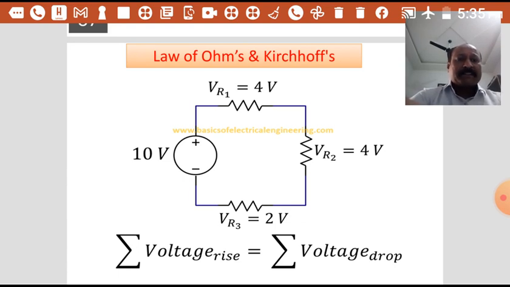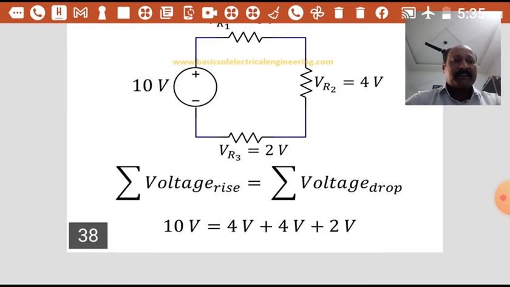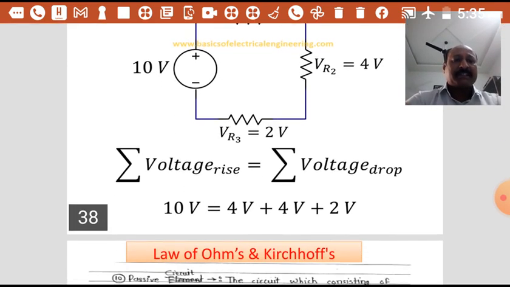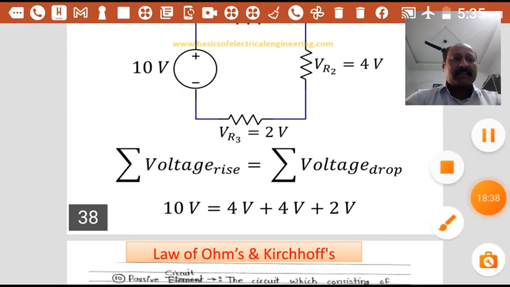How many voltage sources are there? Only one voltage source, the 10 volts. Then what are the drops? First drop due to R1, second drop due to R2, and third drop due to R3. That means 10 volts equals 4 volts plus 4 volts plus 2 volts. So here Kirchhoff's voltage law is proved.